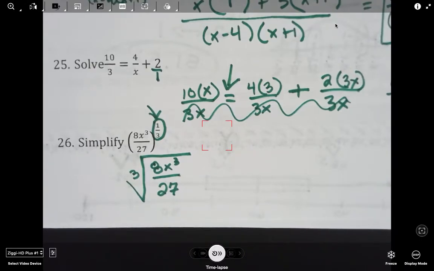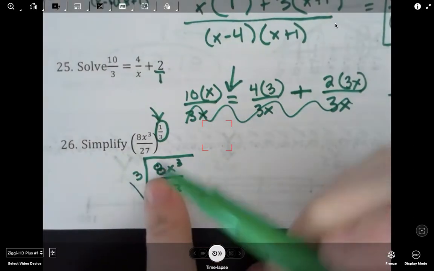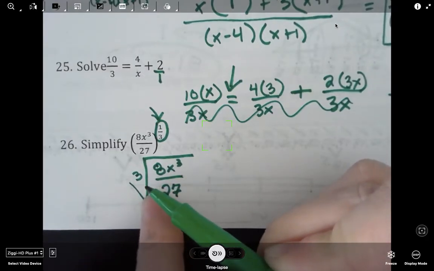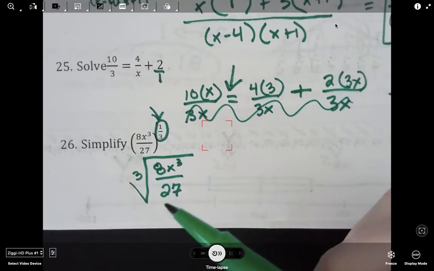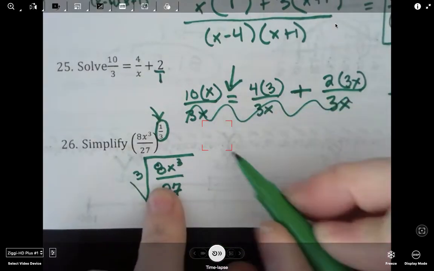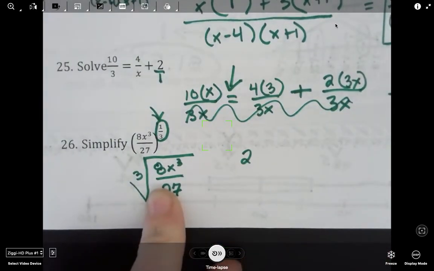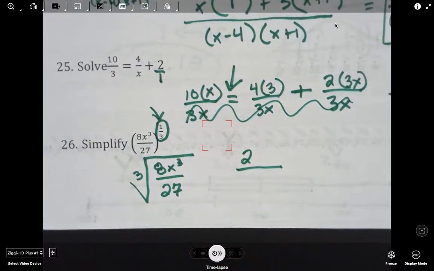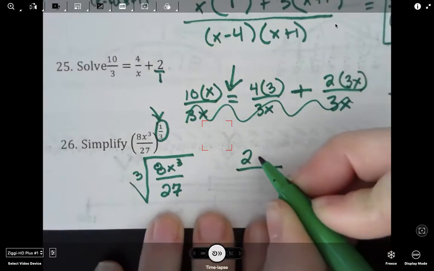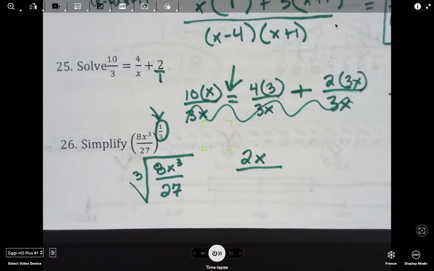Because there's an x in there. So the 1/3 power means the cubic root. If we're looking at the cubic root of 8, that means what do you take times itself 3 times to get 8? 2. The cubic root of 8 is 2. What do you take times itself 3 times to get x to the 3rd power? Just x, right? x times itself 3 times is x to the 3rd power.